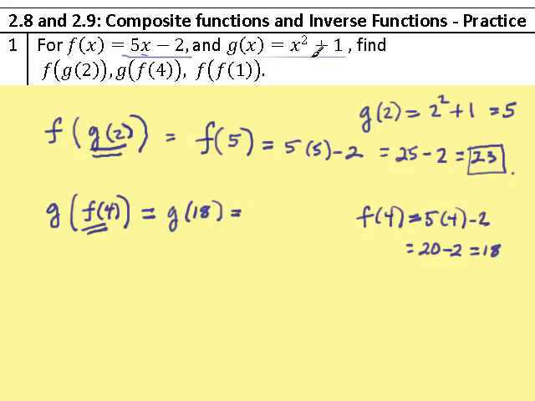All right, here's g, so we're going to substitute 18 right here. So we have 18 squared plus 1. That's 18 squared is 324 plus 1, and that's 325. Okay. All right, next we're looking at f of 1.